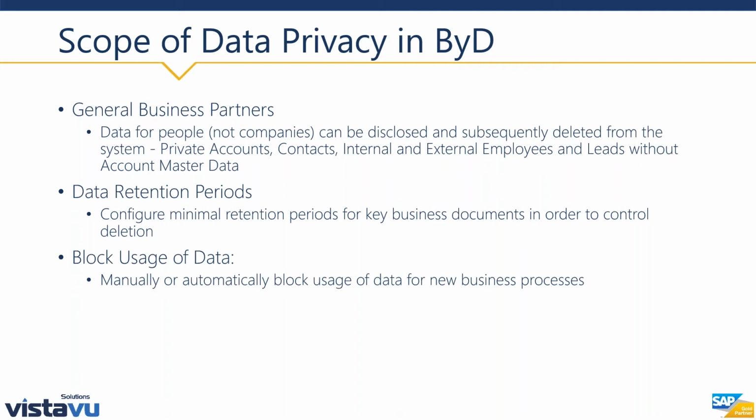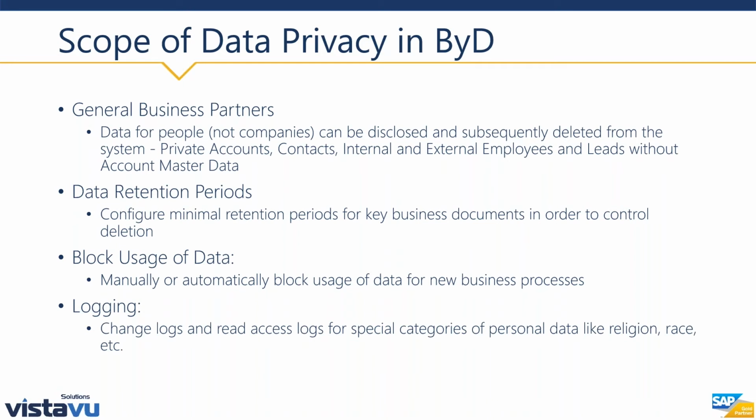And then you can block the usage of data. So you can manually or automatically block the usage of data for new business processes, which means the business persons, where I can block their usage, or if they are set to have some deletion done to them, I can always block them from deletion too. You always have that power on a case-by-case or partner-by-partner basis to be able to either block or prevent the blockage of a business partner.